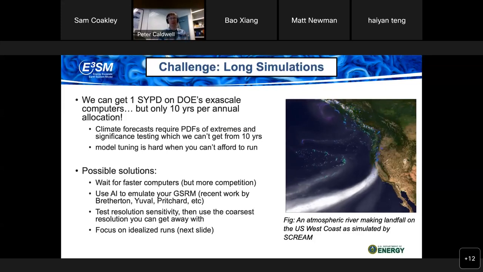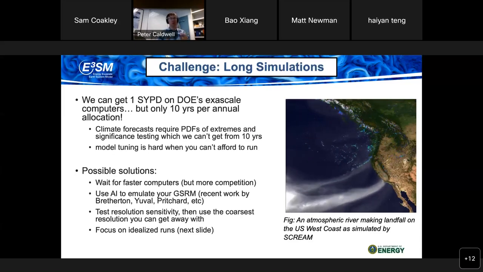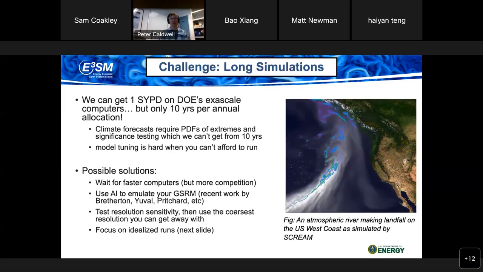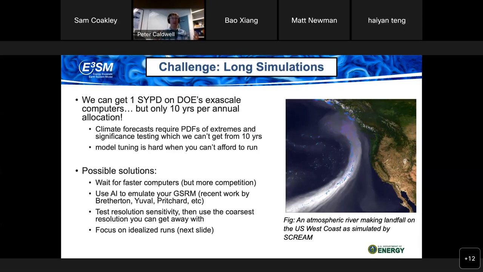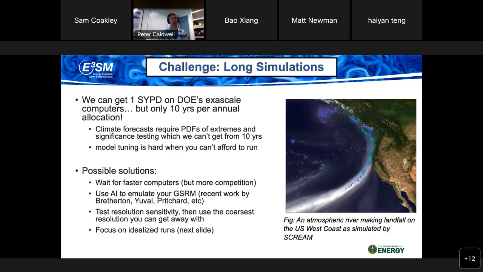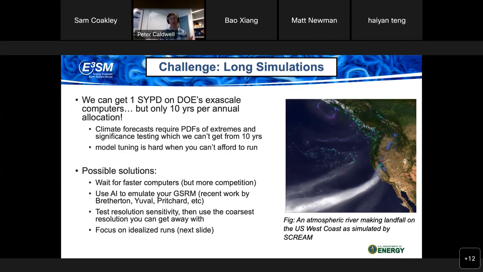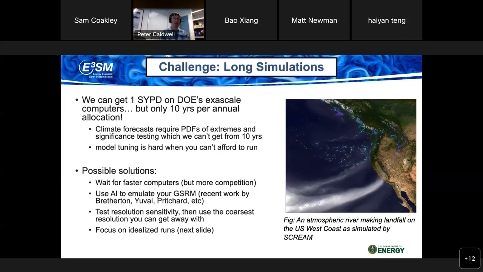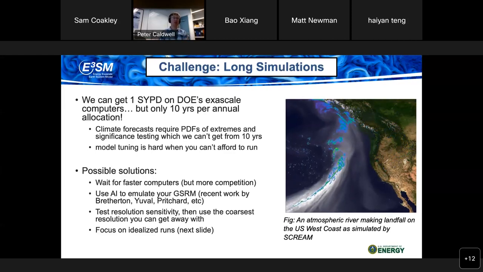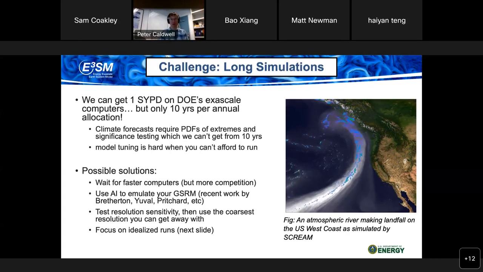Stepping back a little bit, talking about challenges with these kinds of models. We're able to get to 1 simulated year per day, but our entire annual allocation only gives us about 10 years of simulation. So we're still not able to do these centennial scales. Proof of concept, we could if we had the world's fastest supercomputer all to ourselves, but that's unrealistic. So how is that going to change in the future? How are we going to be able to do these longer simulations? I think that is a big question.